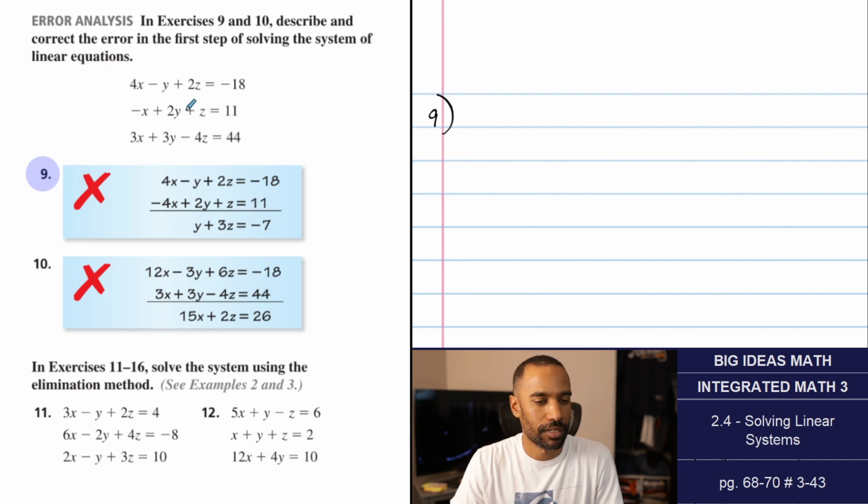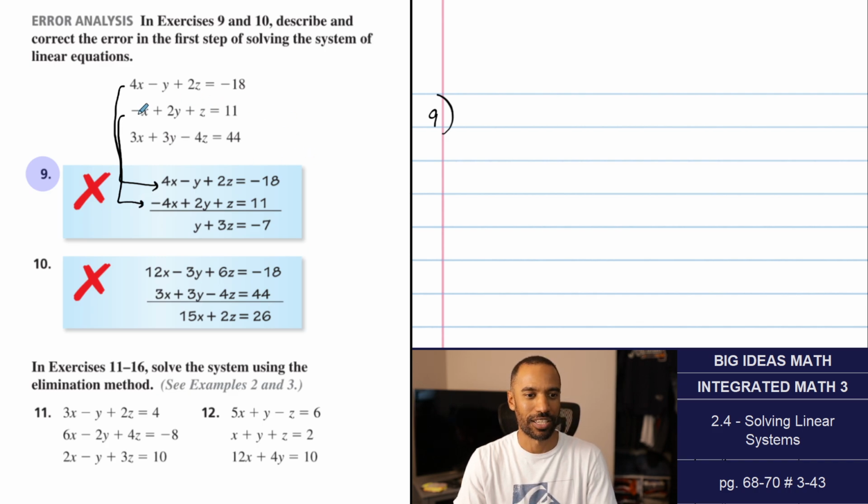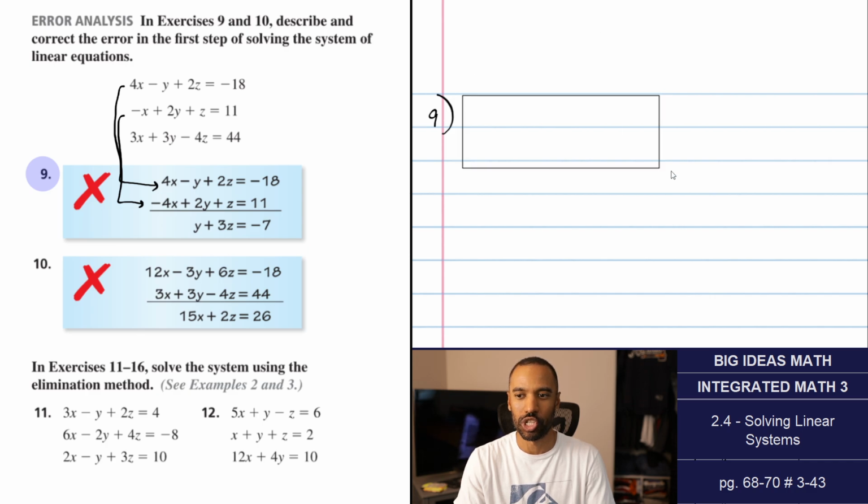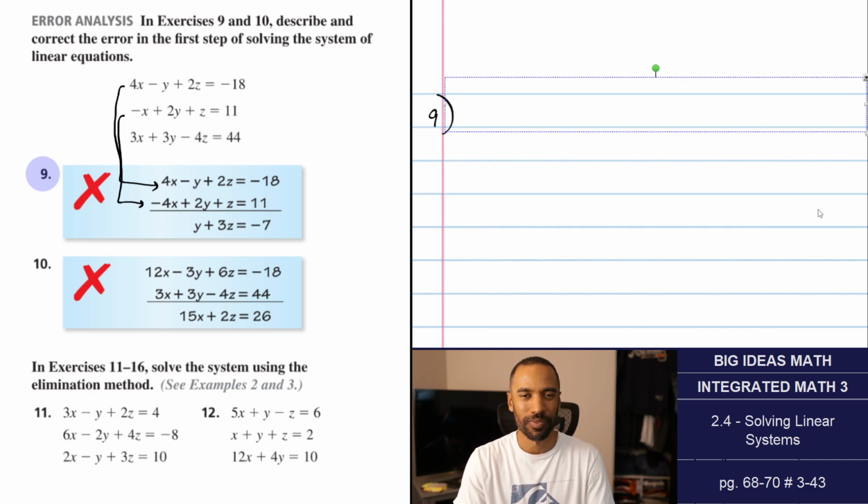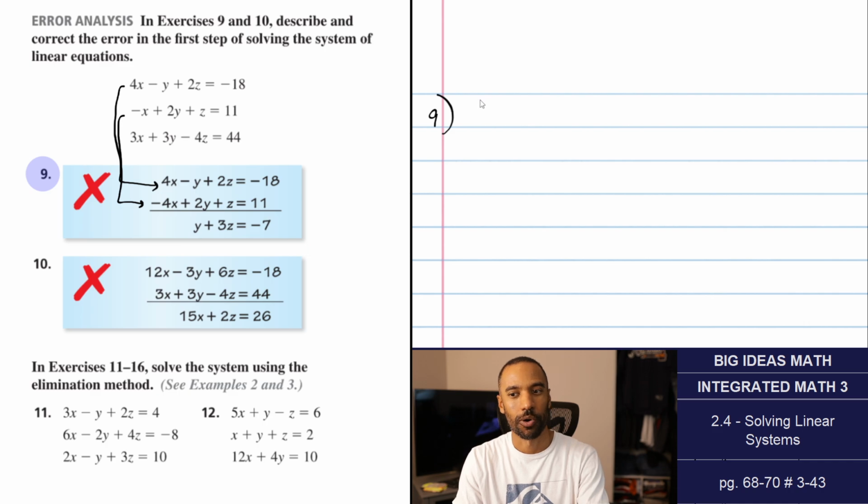They took this equation and wrote it here. Then they took this equation. All they did was turn negative x into negative 4x. They didn't multiply anything else by 4, which is a classic thing that people can do, just changing one thing and not changing anything else, and saying, yeah, that's fine. It's totally not fine, guys.